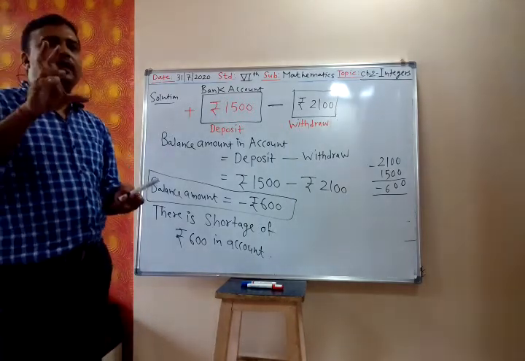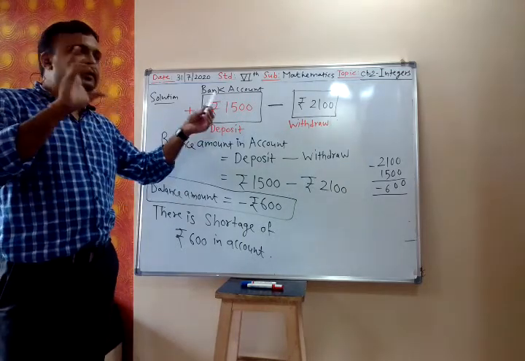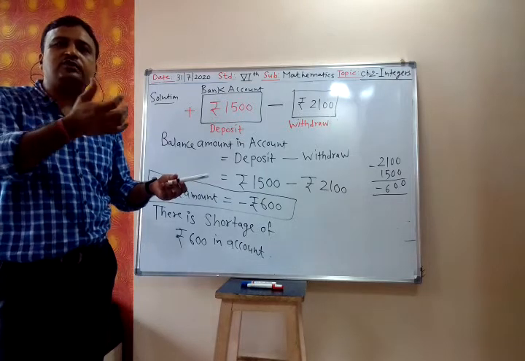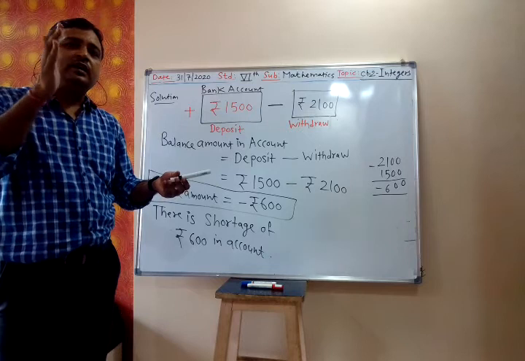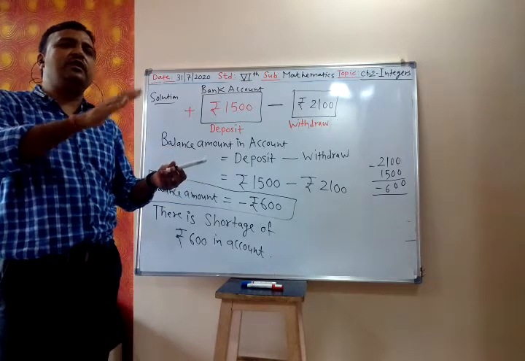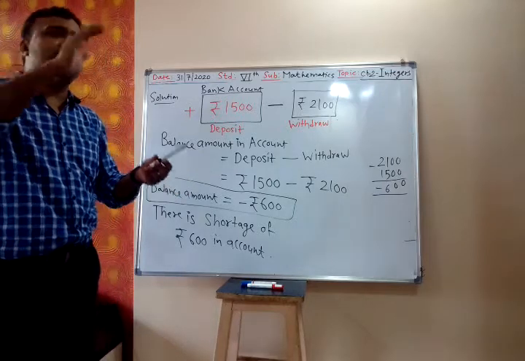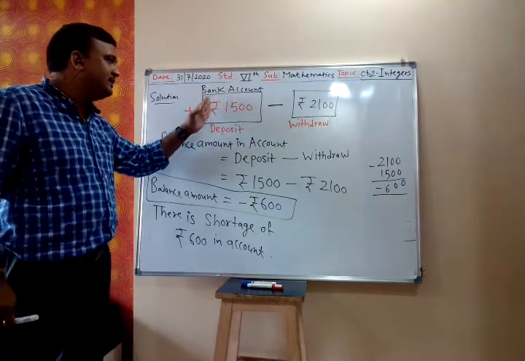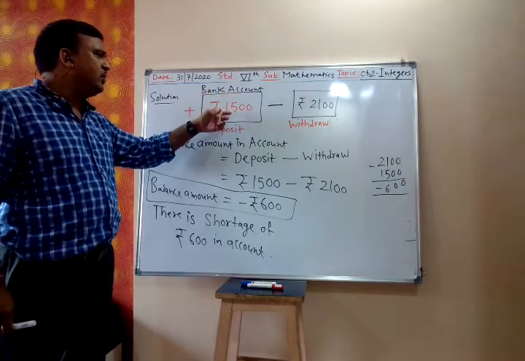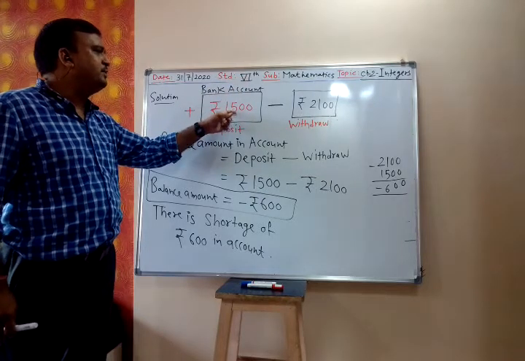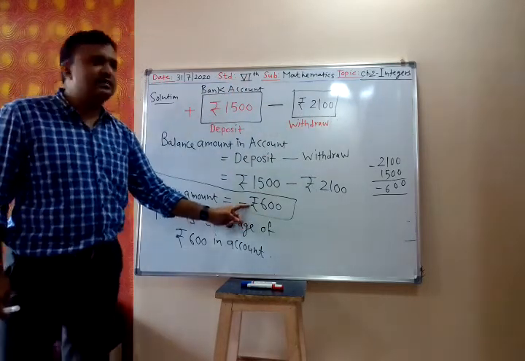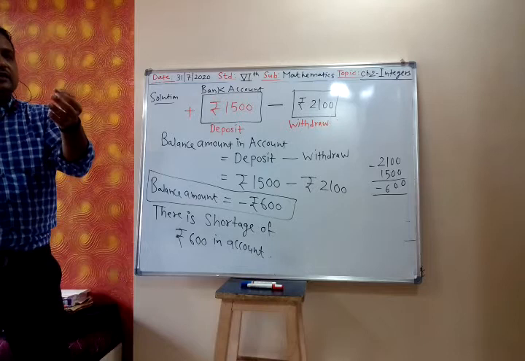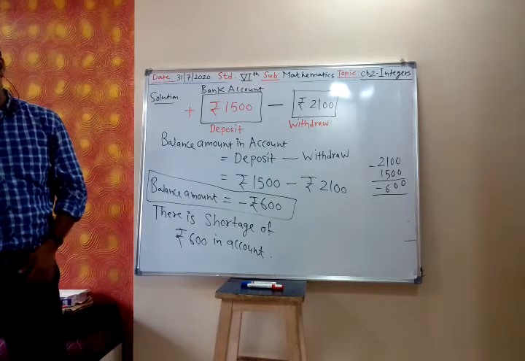Only 1500 is there in the account. If there is only 1500, how can you withdraw 2100? You can withdraw the same amount or a smaller amount. You cannot withdraw a bigger amount than the deposit. Deposit is 1500, so maximum you can withdraw 1500 or less. If you withdraw more than 1500, the answer will be negative. Negative means there is a shortage or deficiency.